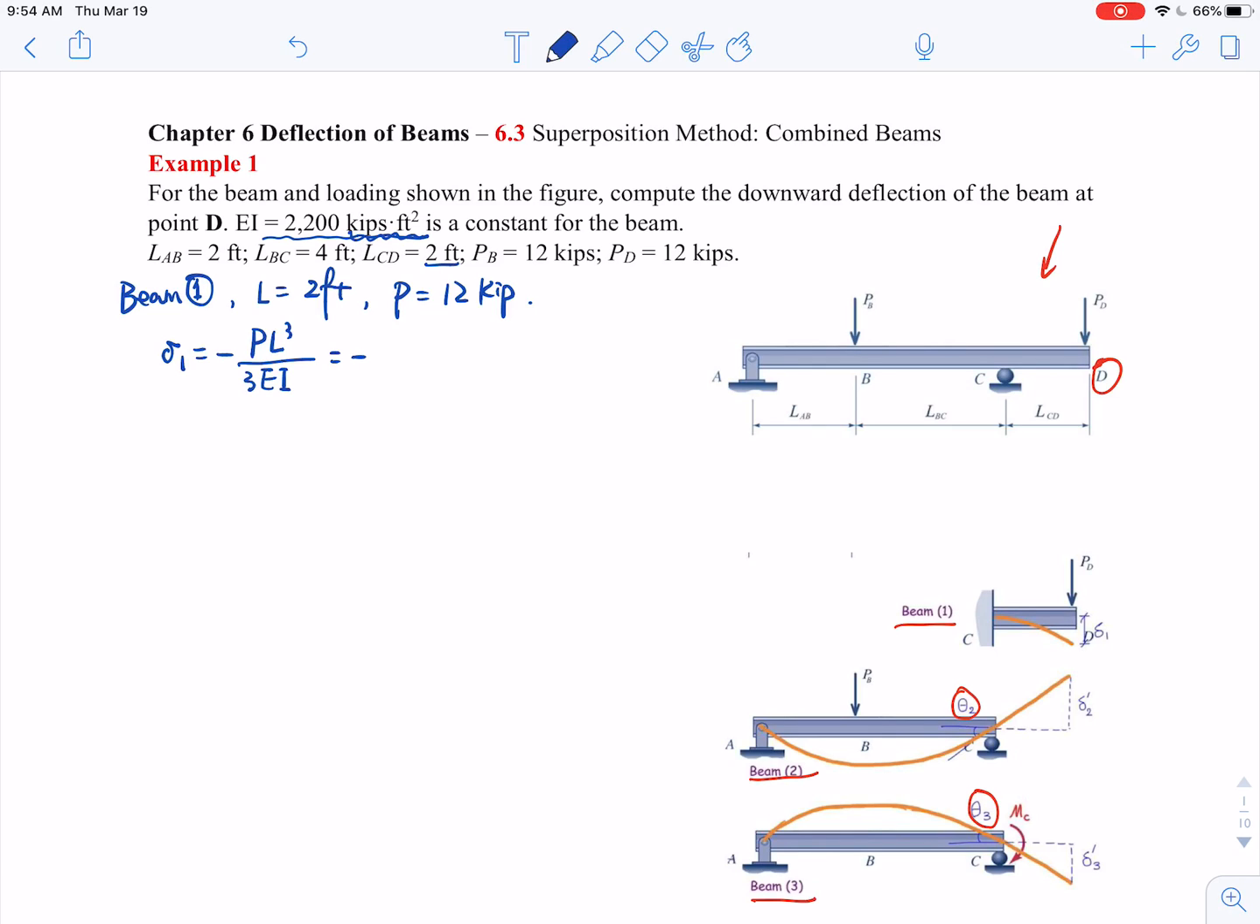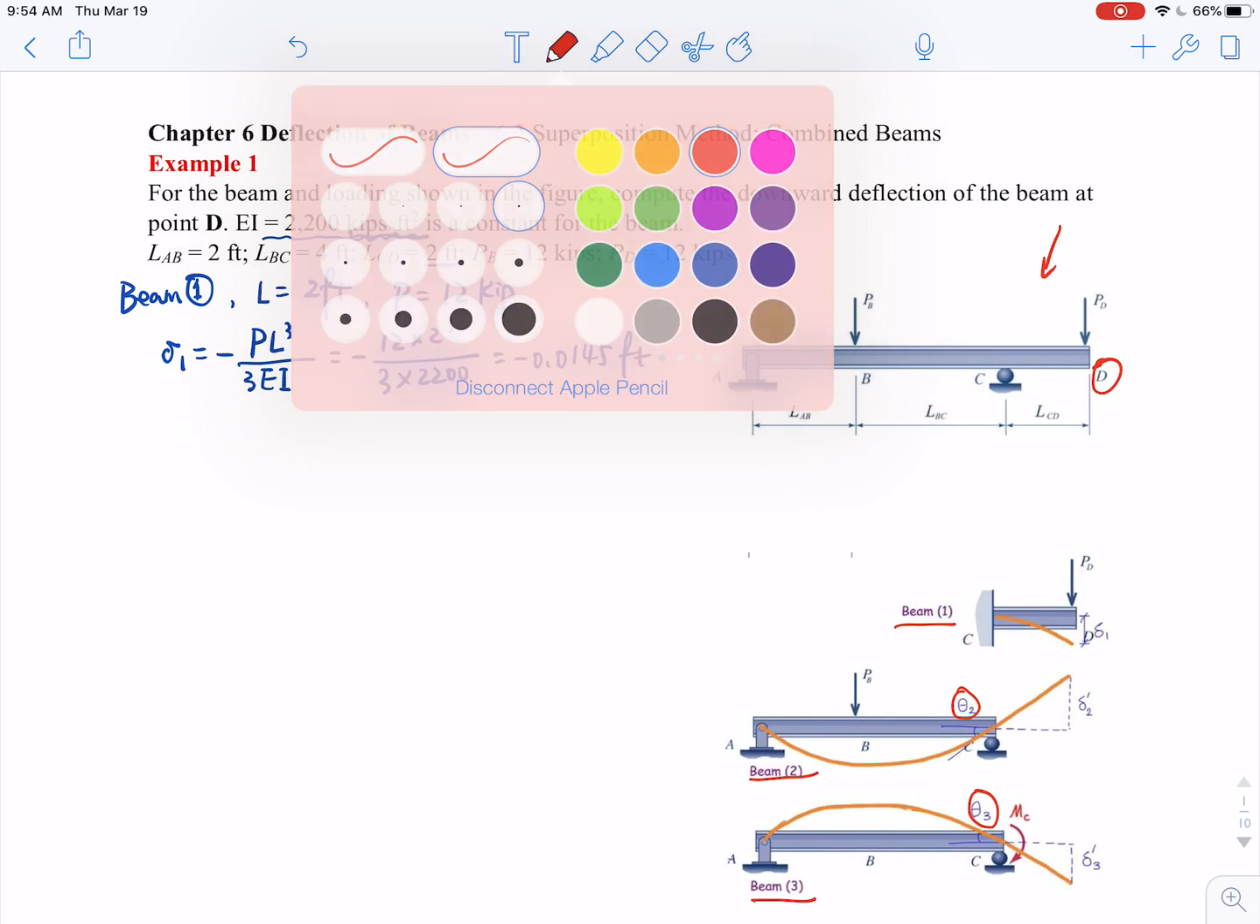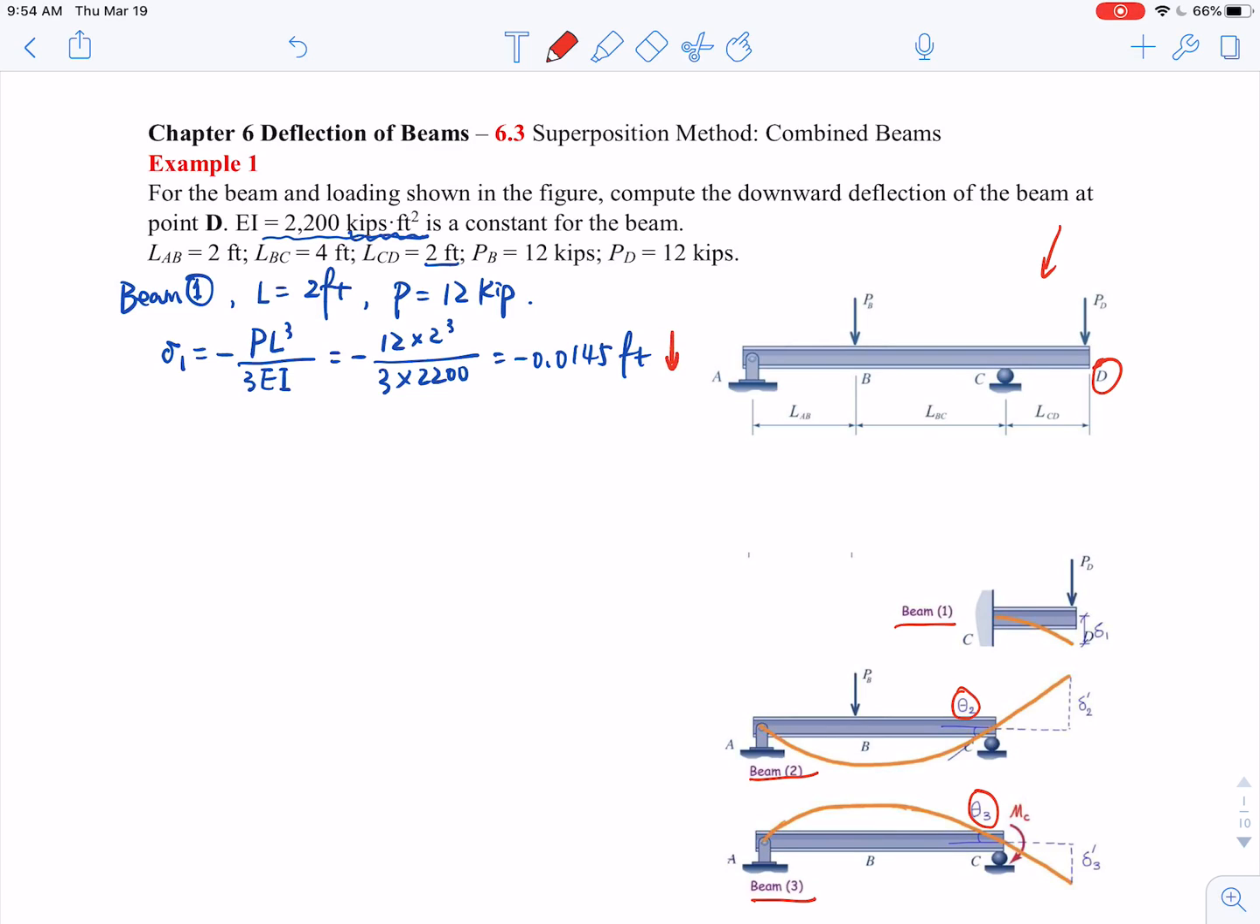This is negative P is 12 kips by 2 cube over 3 times 2,200. And the result is a negative 0.0145 feet. So this is a downward deflection, right? Obviously, this will be a downward deflection. And here is our equation 20, this is the number of the equation in the table.